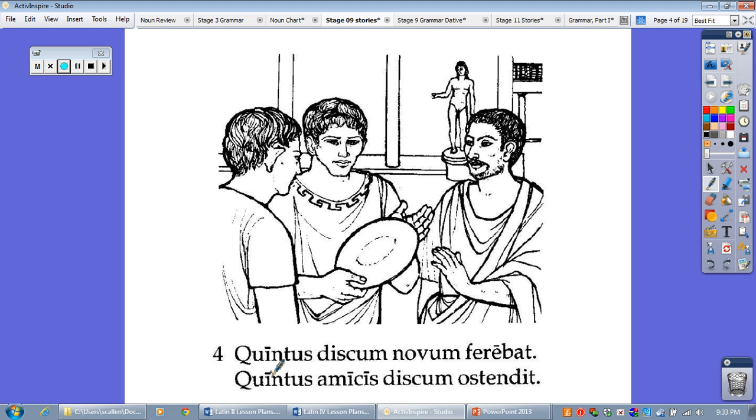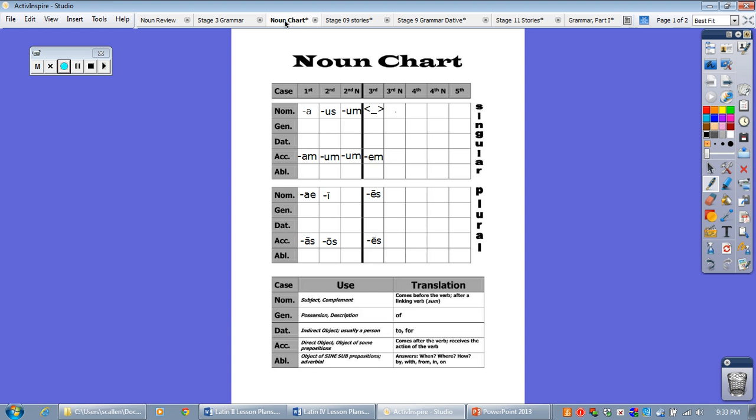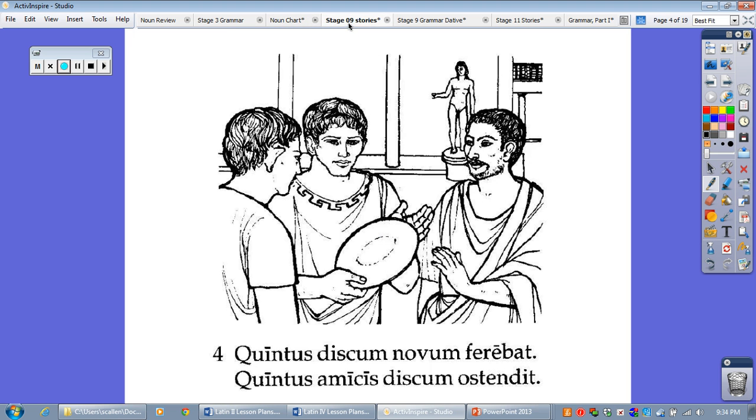Now, Quintus, we've got that. Amicis. Have we ever seen this -is ending on a noun? Look at our noun chart. I don't see an -is ending anywhere, so that's kind of a question mark. Discum, we know, is the direct object. Ostendit is a verb, meaning to show. Quintus shows the discus. Now what?